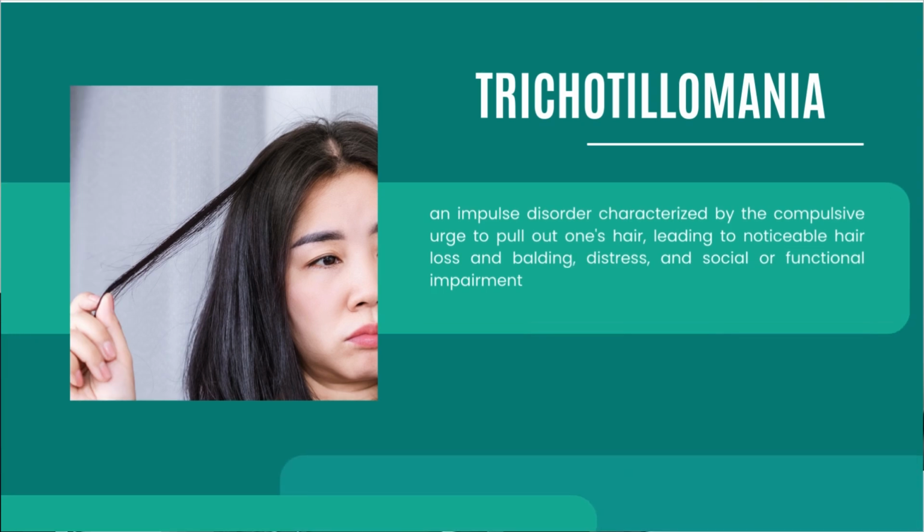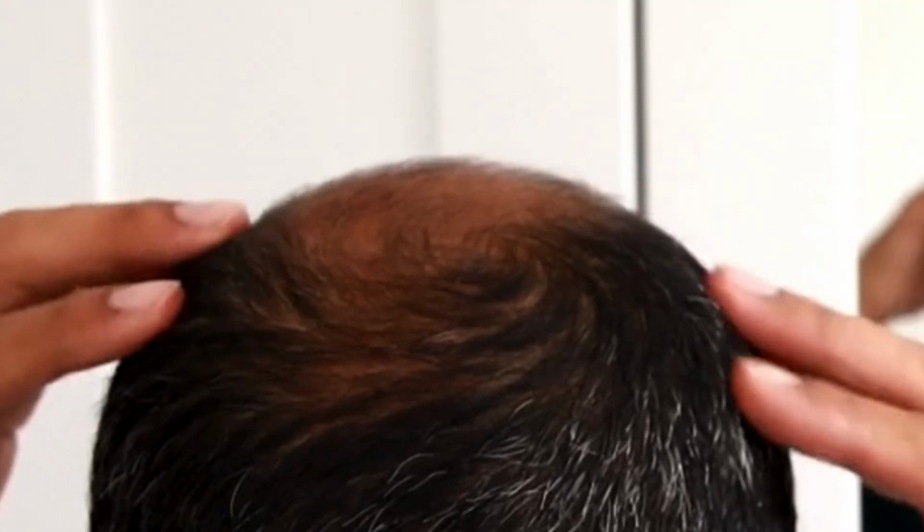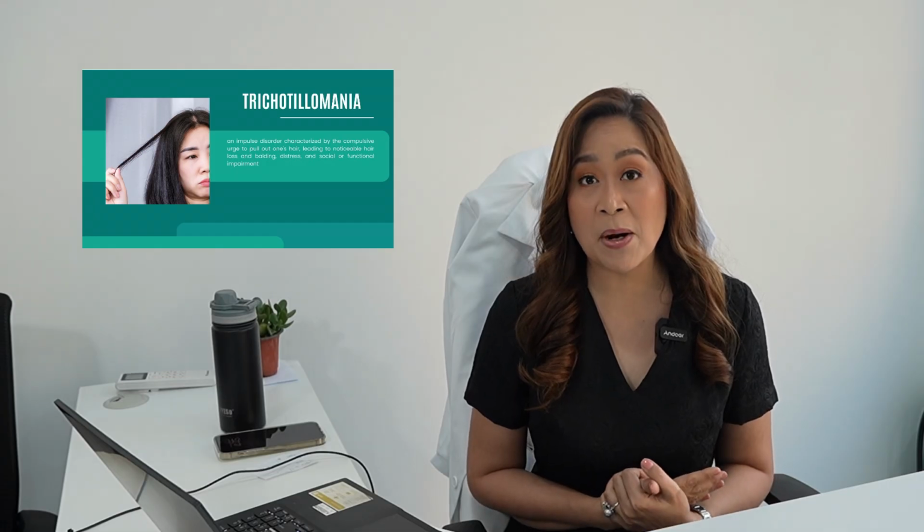Trichotillomania is an impulse disorder characterized by the compulsive urge to pull out one's hair. This causes a noticeable hair loss and baldness. Usually, this causes distress and social or functional impairment.